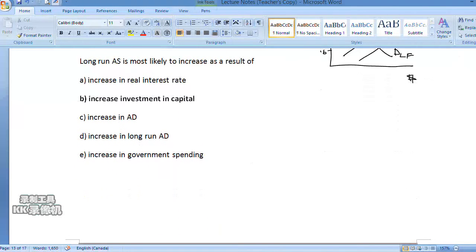The long run aggregate supply curve is most likely to increase as a result of what? If you increase the interest rate, this will discourage investment, so no. Increase investment in capital, that's a yes. So more tools and machinery available for the labor force to use. Increase in AD, no. Increase in long run AD, there is no long run AD. Increase in government spending, that's a no. So the best answer is the increase in investment in capital.